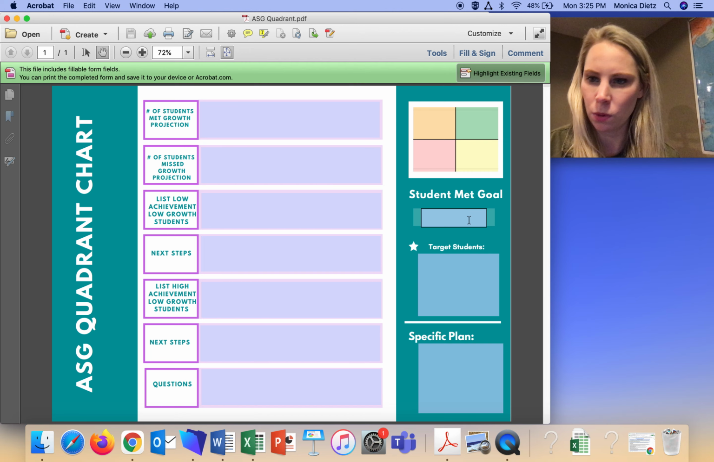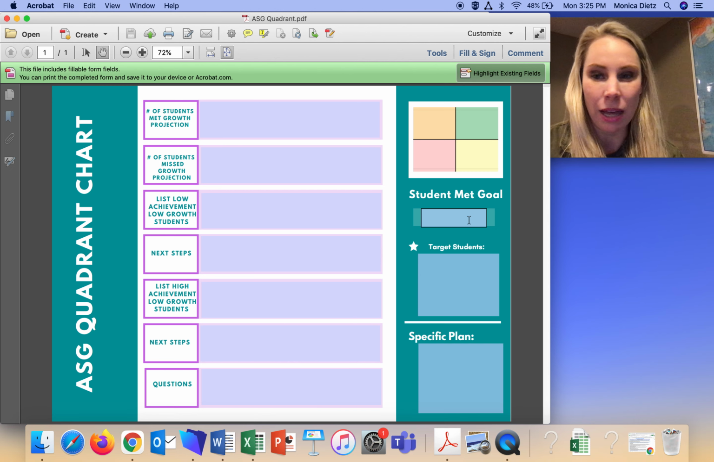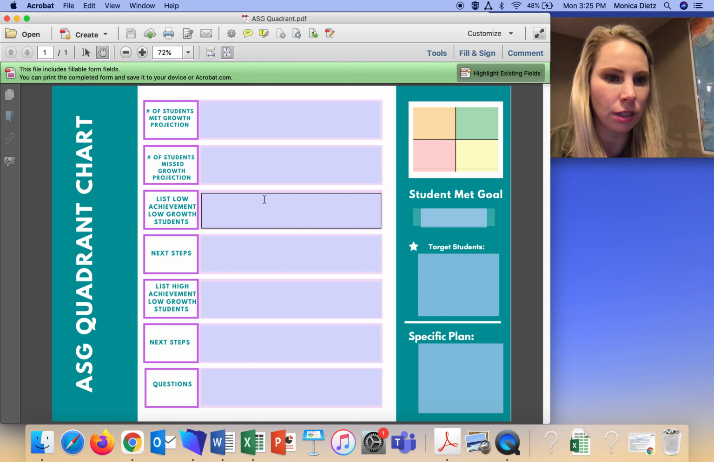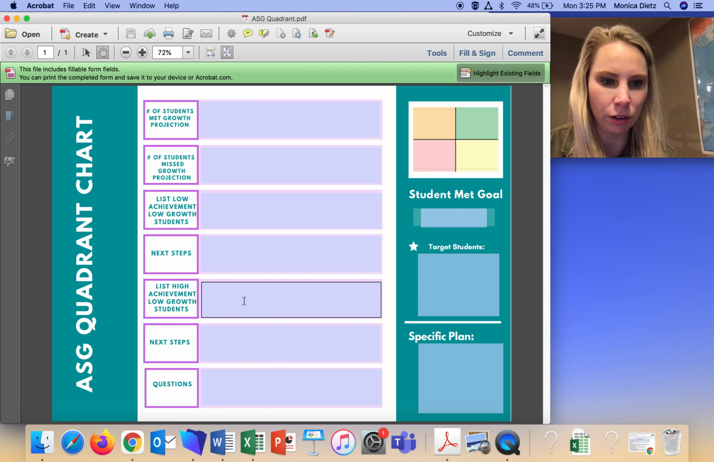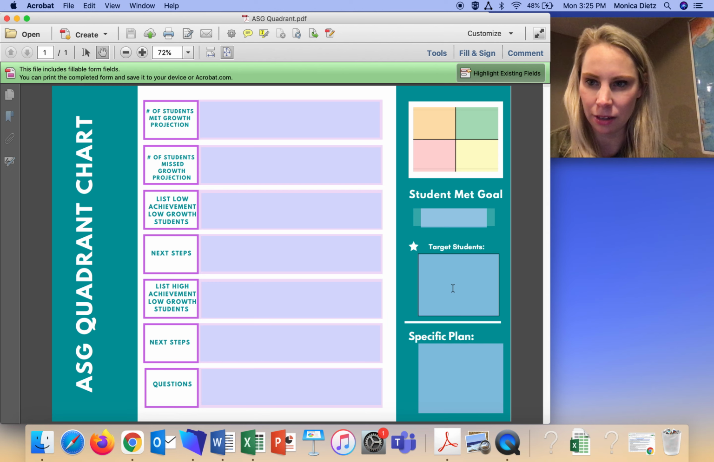And then I think it's always good to have some goals. So you can make a goal. In this class, they had 16 kids that met their projection from fall to winter. But what's their goal going to be for fall to spring? All right. Maybe it's 18, maybe it's 20. I'm not sure. That's up to the teacher. And then we just listed all these kids here and all these kids here. And I would ask you to choose some target kids, and put together a very specific plan to help them.